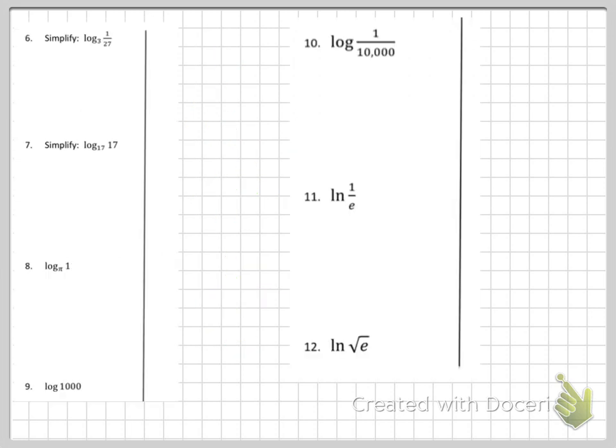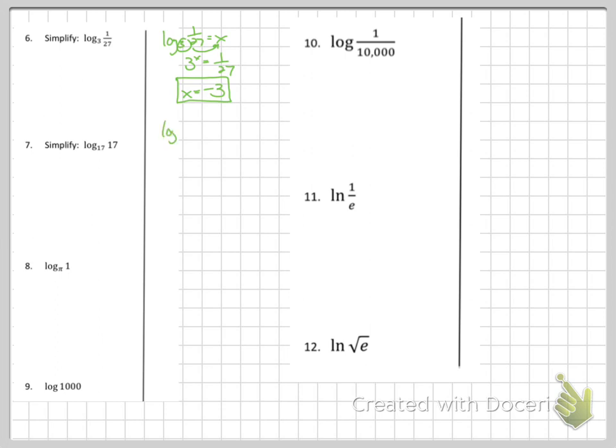Go ahead and pause it, see how many of these you can do. I'm just going to slowly start filling them out. To get a fraction, it needs to be negative, and 3 cubed is 27, so negative 3 would make it 1 over 27.